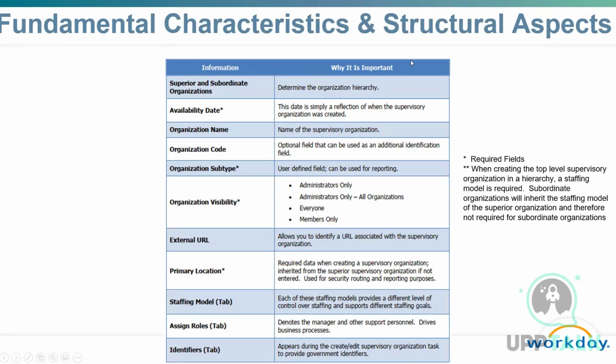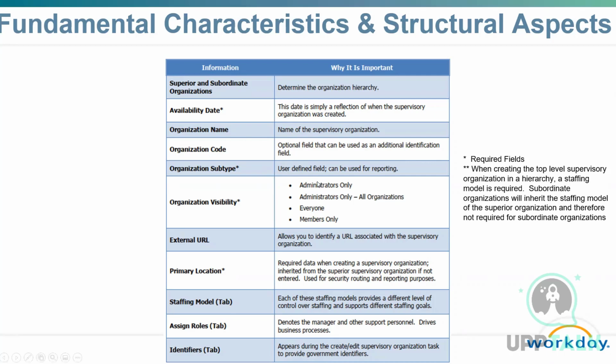So some of the fundamental characteristics and structural aspects of organizations. Superior and subordinate organization, we've used this term again and again. This determines an organizational hierarchy. Availability date, where we put the availability date when we are editing an organization or making changes, is simply a reflection of when the supervisory organization was created. The name is the name of the organization. The code is an optional field that can be used as an additional identification field. The organizational subtypes can be user defined, or we can use team, division, group, department as a hierarchy.